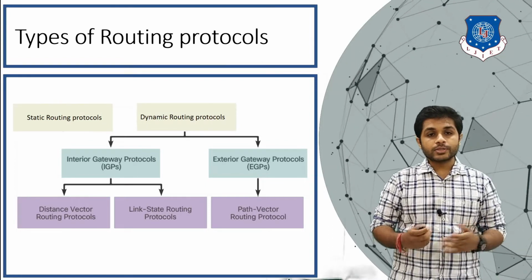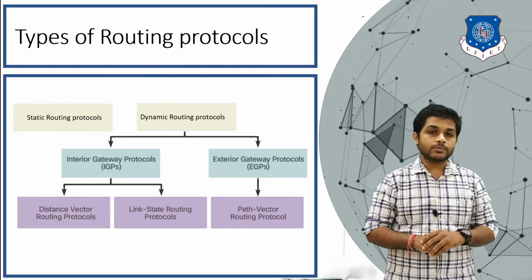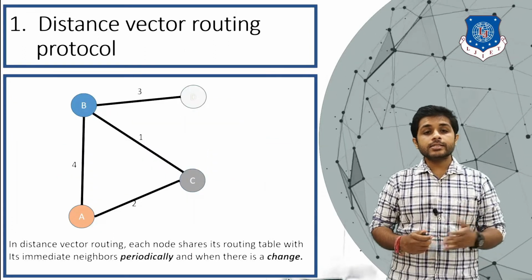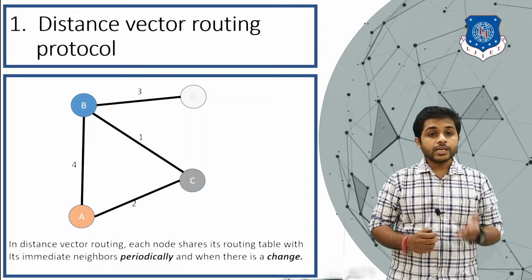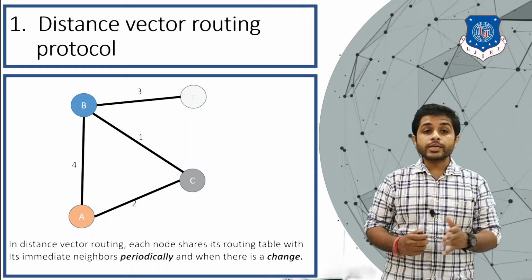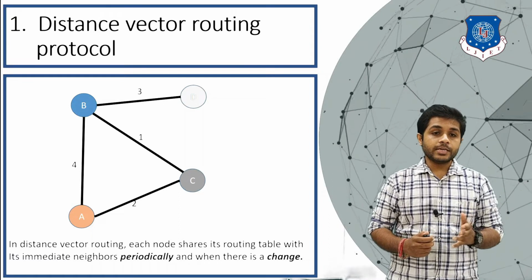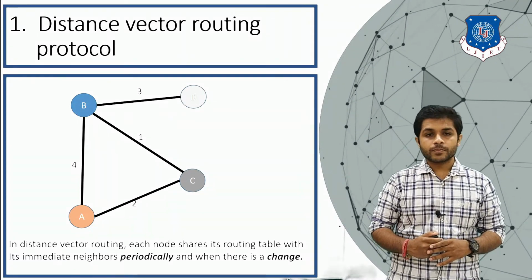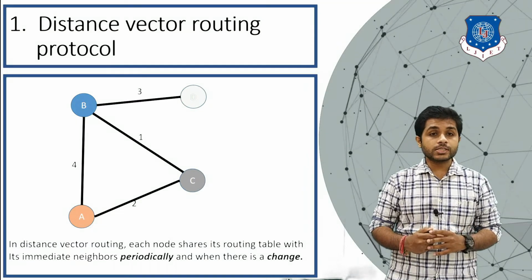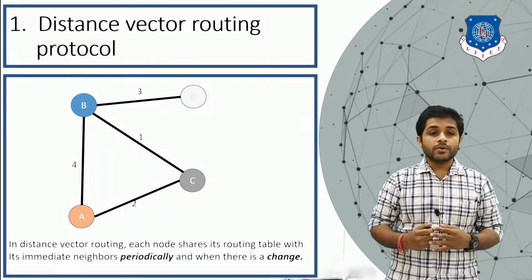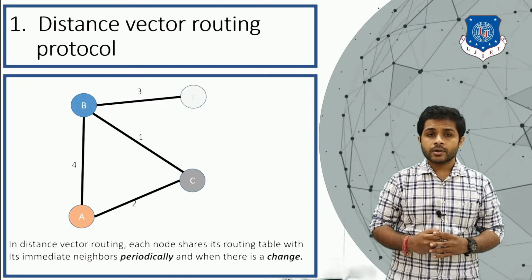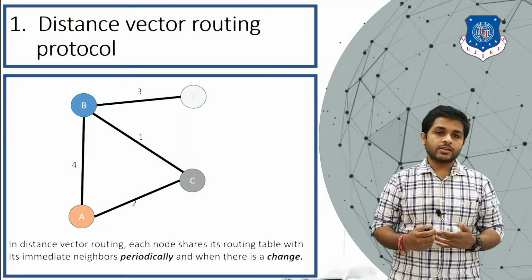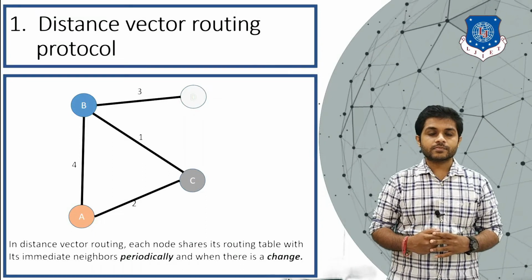Now we are going to see the distance vector routing protocol. In the distance vector routing protocol, each node shares its routing table with its immediate neighbors periodically or when there is a change. For example, all the routers can share their tables every 5 seconds, and if there is a change before 5 seconds, they can share their table then.